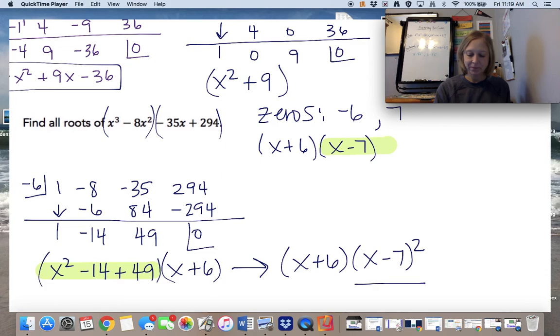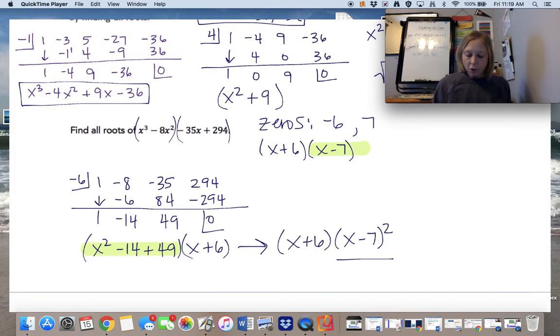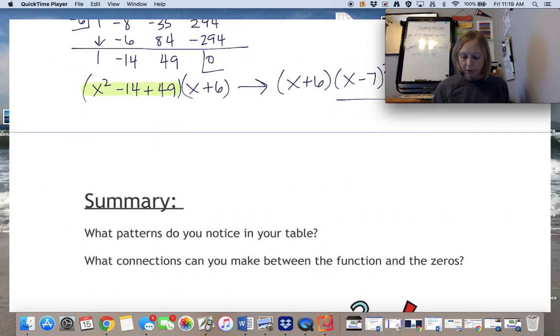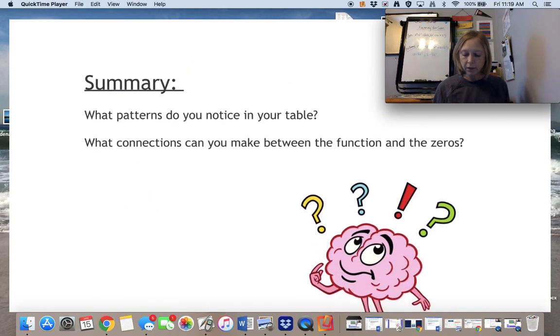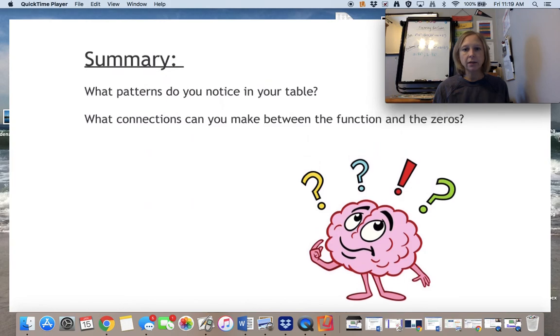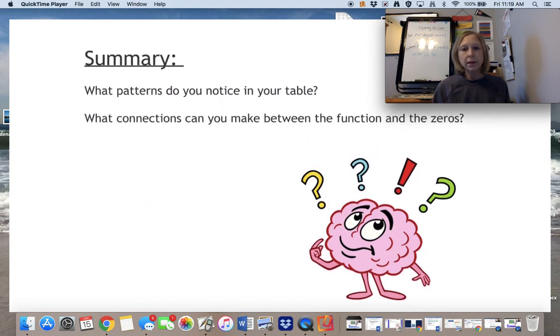Okay. All right, I hope that you found these a little bit helpful. If you have more questions, feel free to stop into office hours and ask those. But once that table's completed, you should be asking yourself, what patterns do you notice? And what connections can you make between the function and the zeros? That's where you need to really tune in your focus. All right, I'll see you later this week.